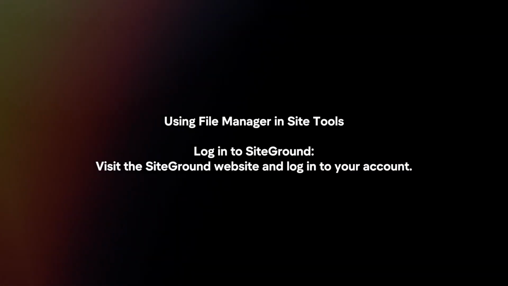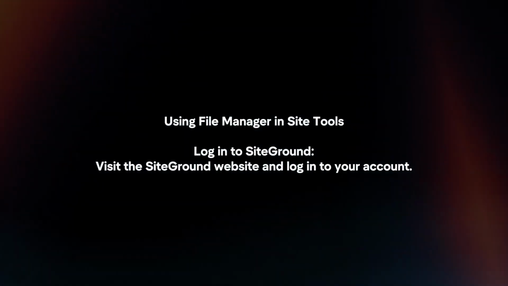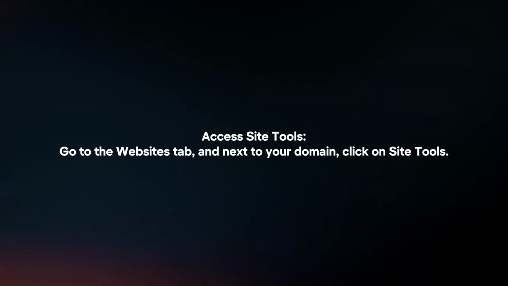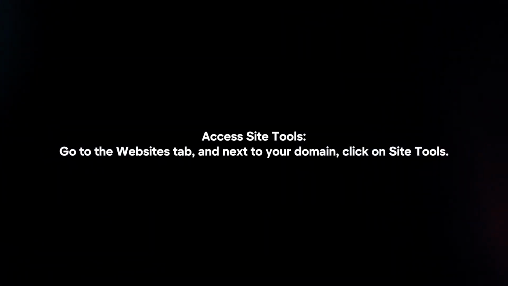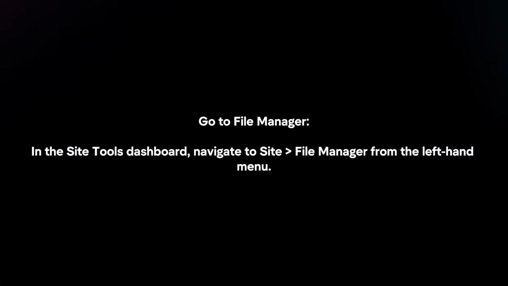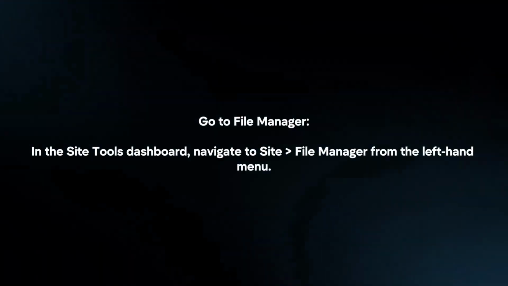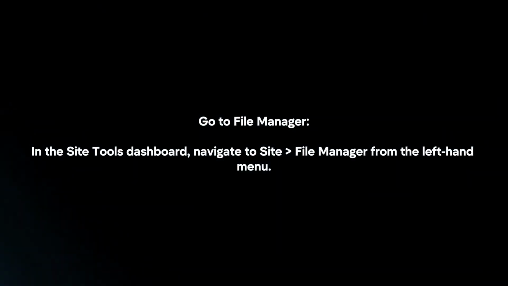Visit the SiteGround website and log into your account. Access Site Tools. Go to the Websites tab and next to your domain, click on Site Tools. Go to File Manager. In the Site Tools dashboard, navigate to Site File Manager from the left-hand menu.